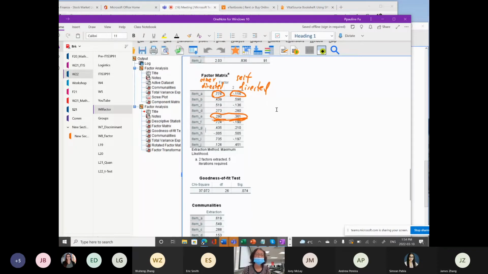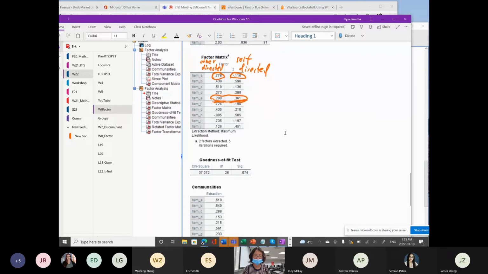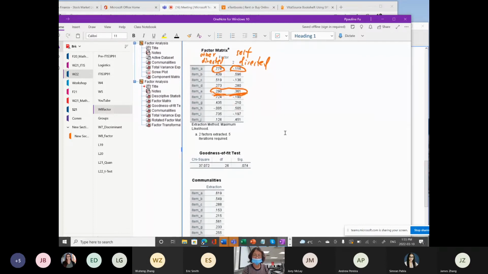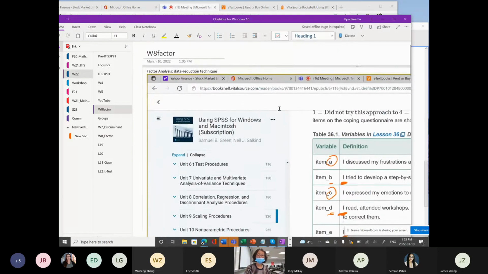So this factor matrix tells us which item belongs to which group, which factor, basically. Any questions? And if you look at the goodness of fit test, chi-square, the p-value is greater than alpha. When the p-value is greater than alpha, it is not significant. And remember assumption 2.